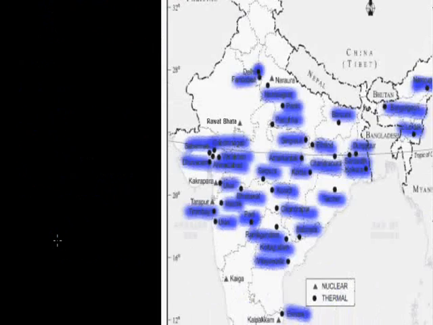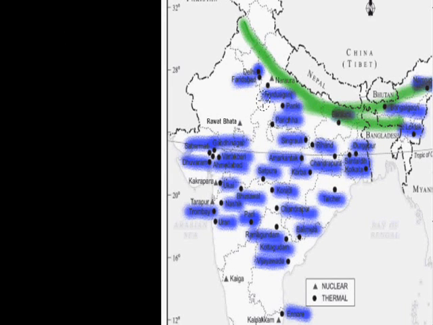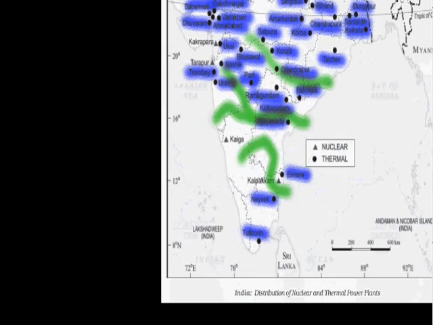Another area where we found hydroelectricity is obviously this whole region of India, that means the foothill of Himalayas, plus in the peninsular region also on river Mahanadi, Godavari, Krishna and Kaveri.